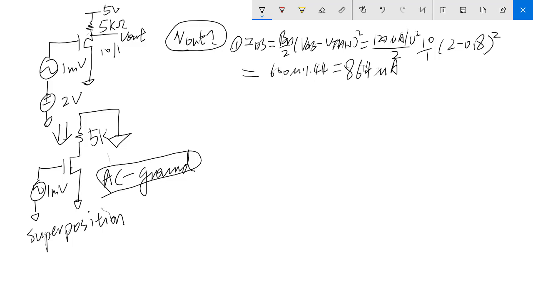864 microamps. Okay, so that's IDS. And if you use IDS times 5K, you can get a DC voltage V out. So DC-wise, V out equals 5 volts minus 864 microamps times 5K ohms. So what is that?